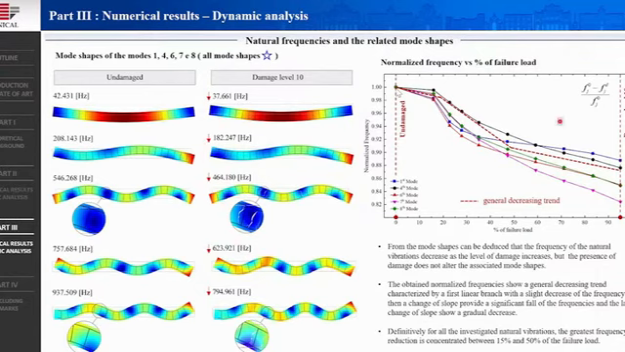In addition, the curves on the right show a general decreasing trend of the normalized frequency, highlighting a greater frequency reduction between the 15 and the 50% of the failure load.